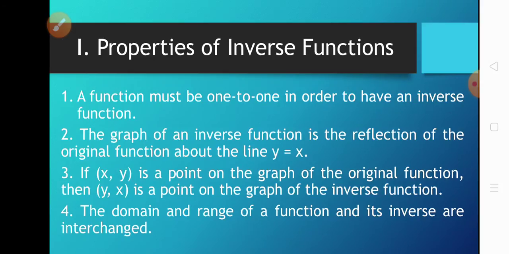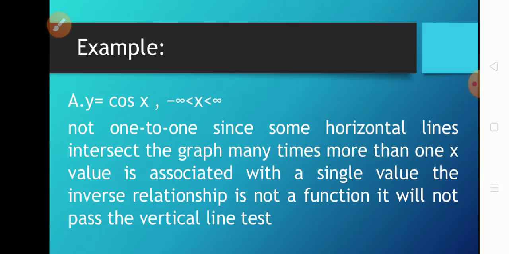So these are the properties of inverse functions. First, a function must be one-to-one in order to have an inverse function. Second, the graph of an inverse function is the reflection of the original function about the line y equals x. Third, if (x, y) is a point on the graph of the original function, then (y, x) is a point on the graph of the inverse function. Fourth, the domain and range of a function and its inverse are interchanged.